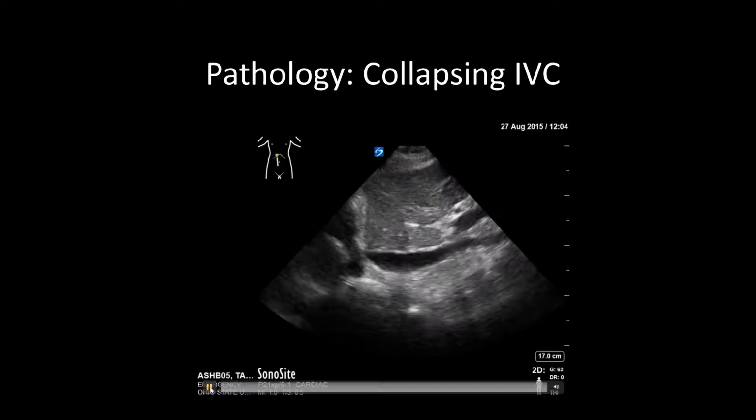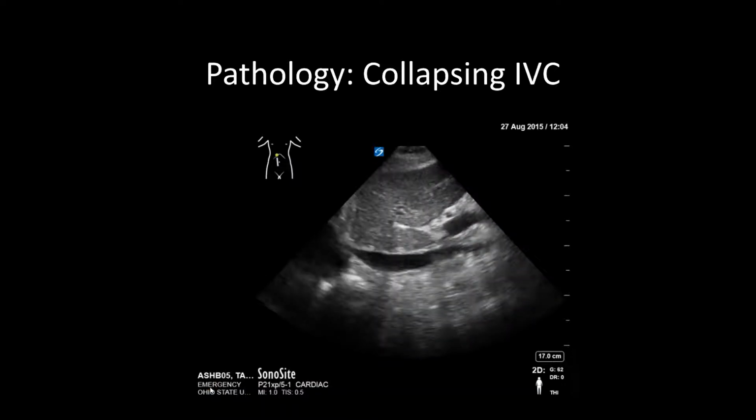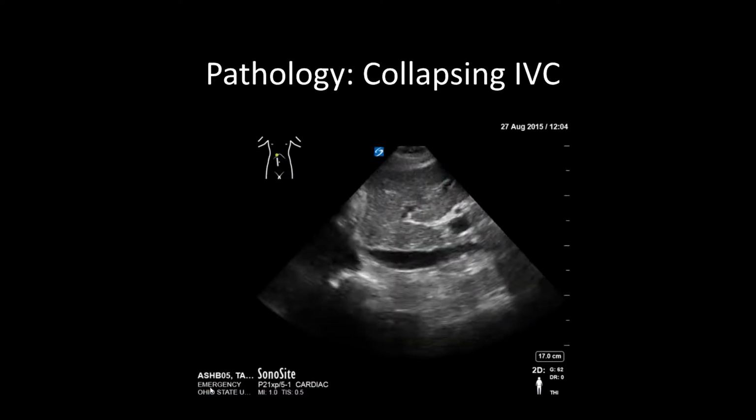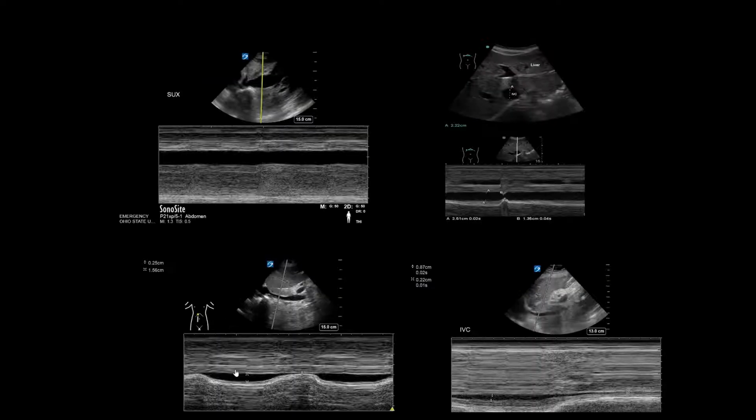Let's look at this IVC. You can note that the walls are nearly touching with normal respiratory variation. If this patient is hypotensive, they will likely be fluid responsive. This IVC, however, has a very large diameter, 2.71 centimeters, and if visualized with normal respiratory physiology, would essentially have none.